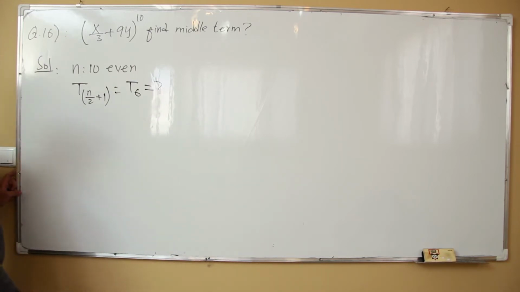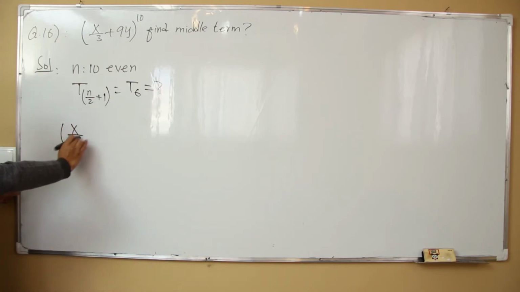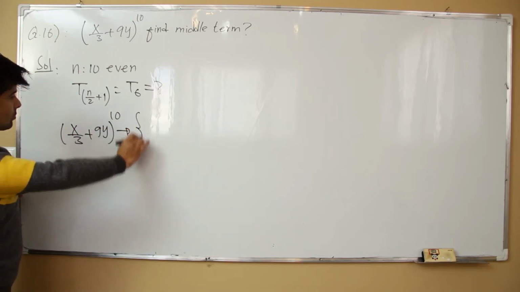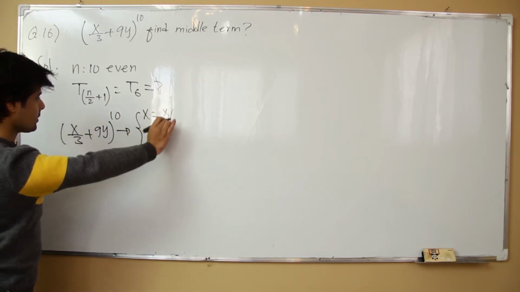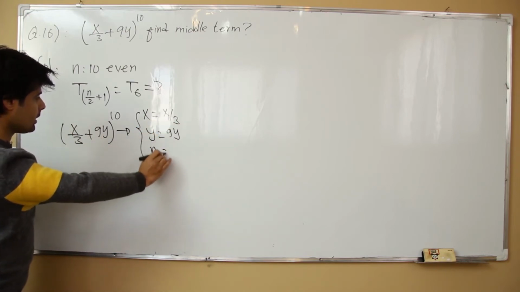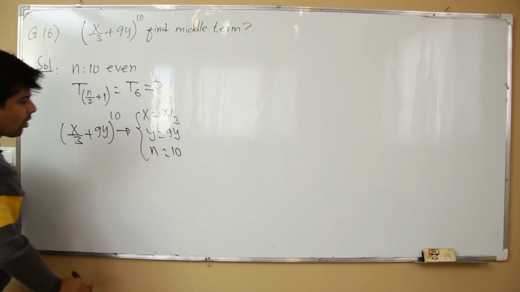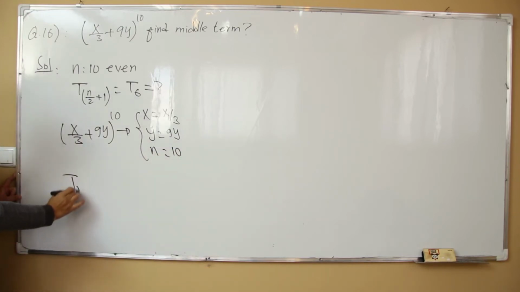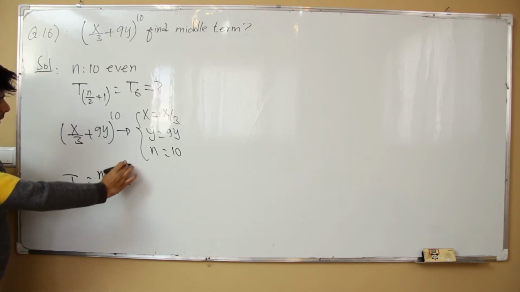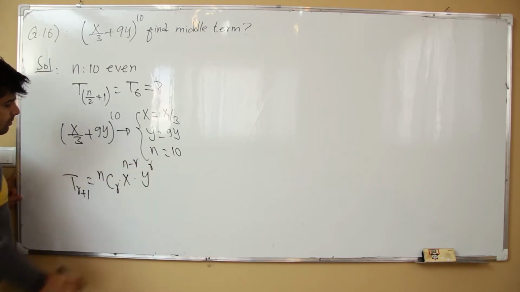Whenever you want to find the sixth term in a binomial expansion, first, the question is (x/3 + 9y) raised to the power 10. In here, what do you have? x is x/3, y is 9y, and n is 10. We don't have r. T(r+1) is nCr x^(n-r) y^r.